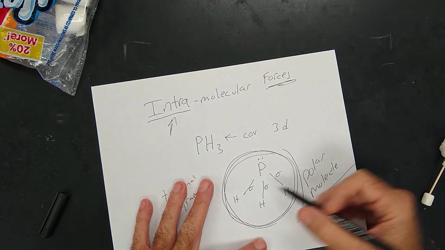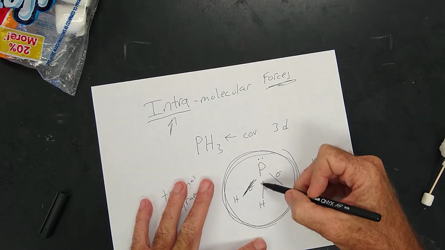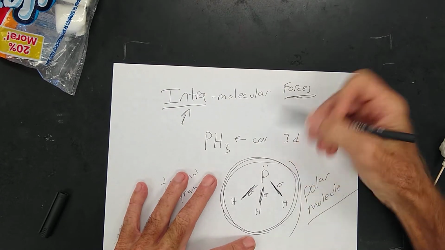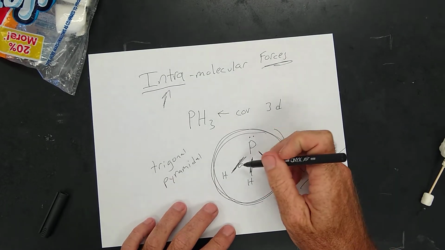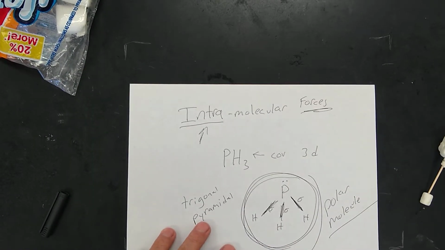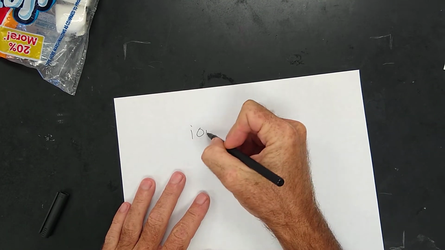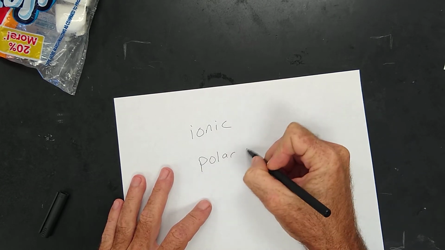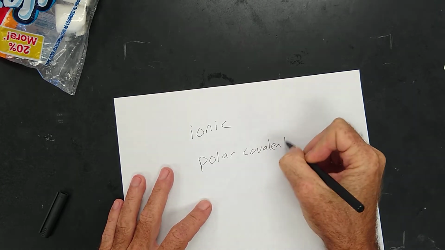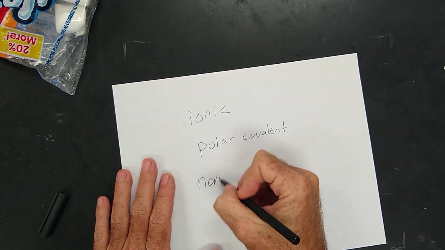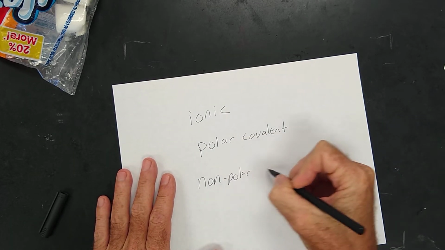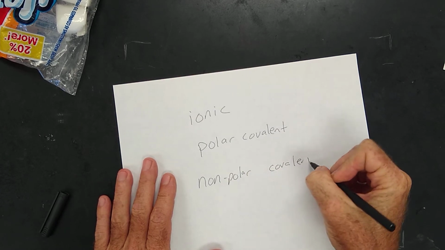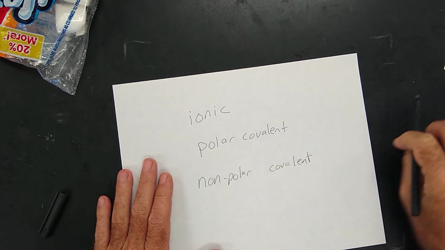But when we talk about intramolecular forces, that means what are the forces that hold the molecule together? Well, those forces are these little bonds right here, right? These are the intramolecular forces. And the thing is, we can label these sigma bonds as being of three different types. And those three different types are, it could be a truly ionic bond. It could be a polar covalent bond, or it could be a non-polar covalent bond, okay? There's really not a dash here.